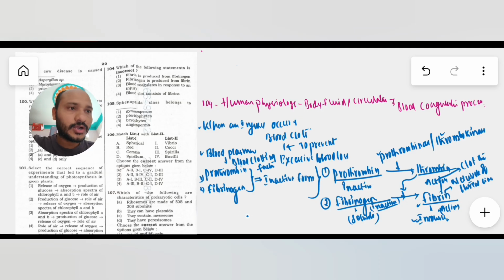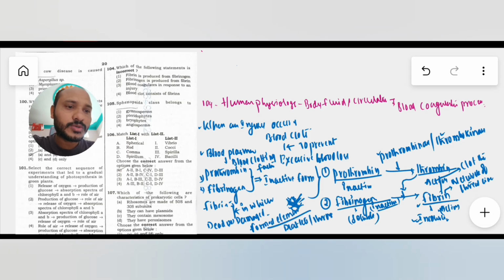And how does it clot the blood? This fibrin is a network of thread-like, clot-like structures. In this network of thread-like fibrin, dead or damaged formed elements get trapped. Here formed elements are nothing but blood cells and platelets, also called thrombocytes.